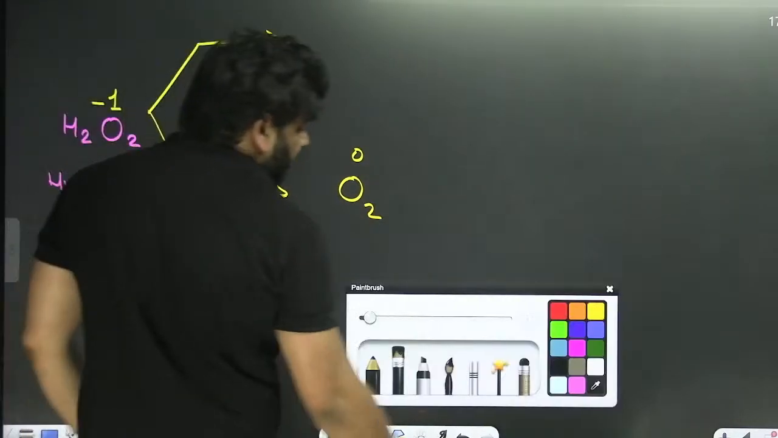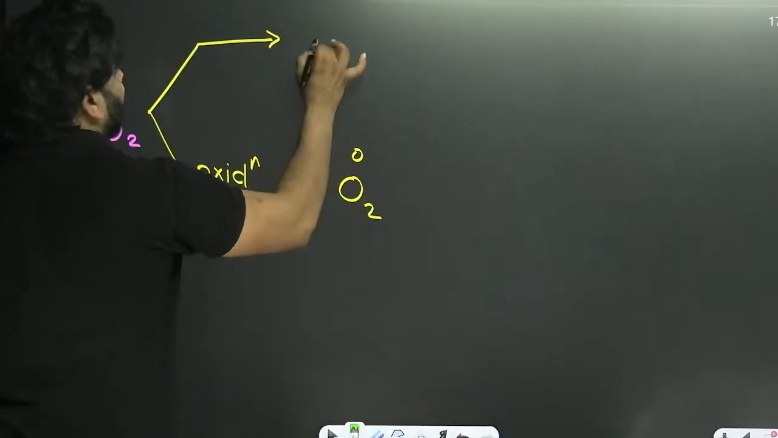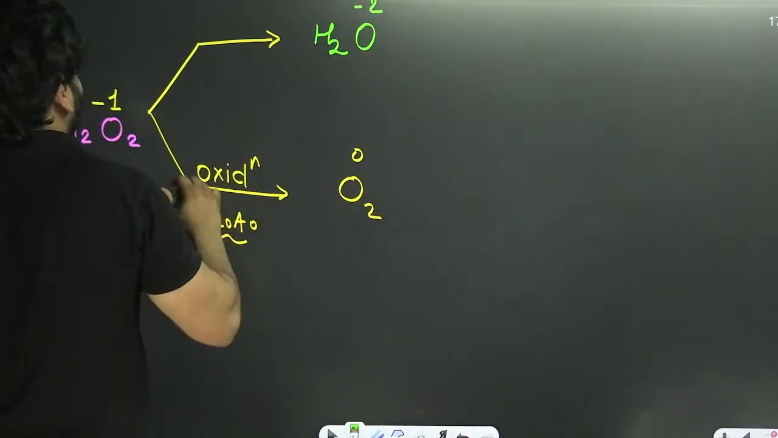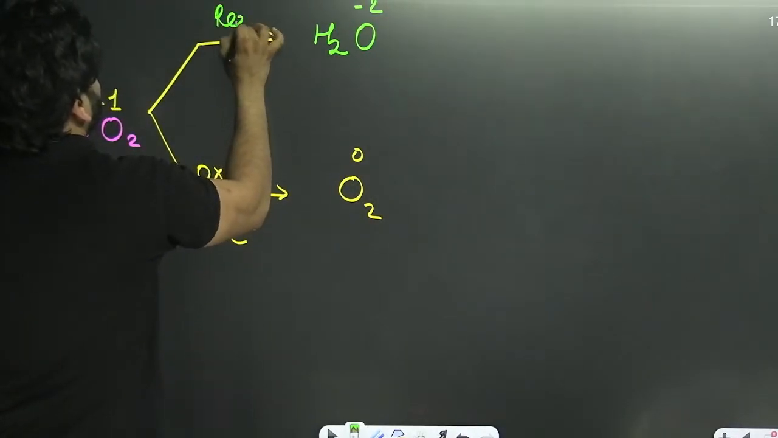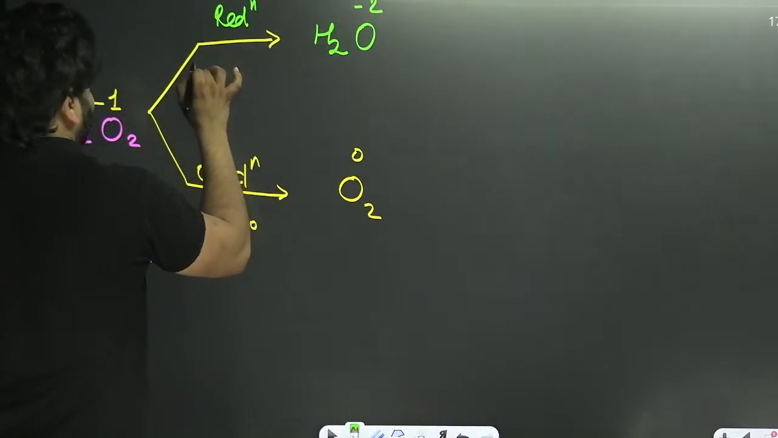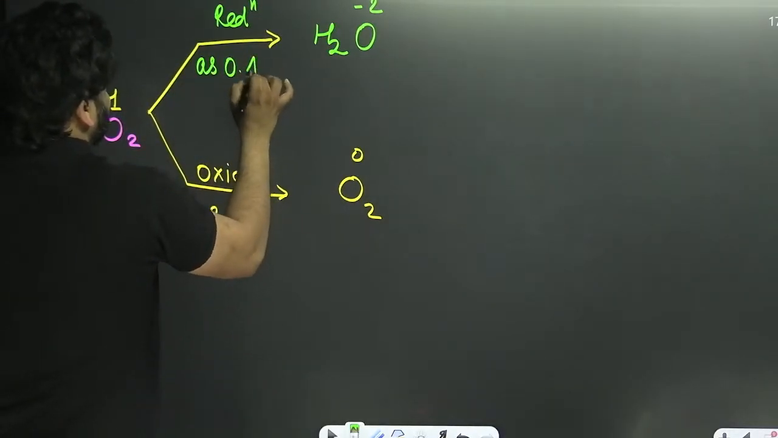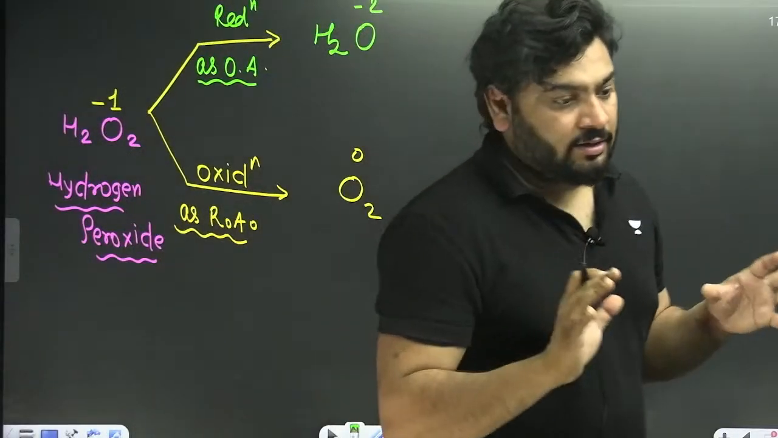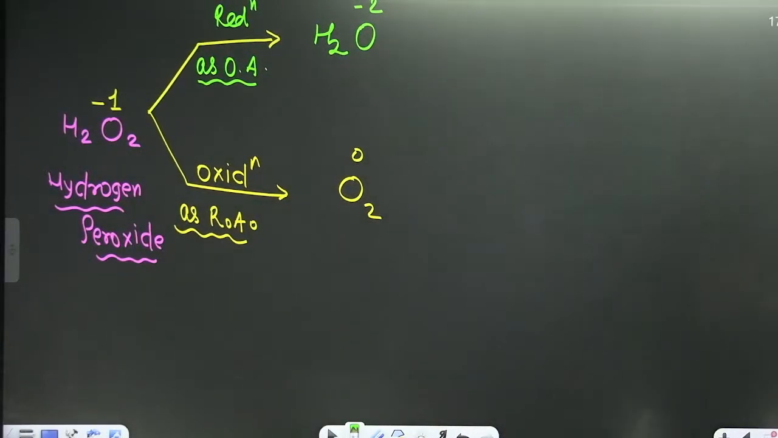Similarly, if I take it to H2O, where the oxidation state of oxygen is -2, this process is reduction, and in reduction H2O2 is working as an oxidizing agent. Please understand it, please read it out, and then you will become highly confident on the ongoing topic. Please do it. Right, guys?